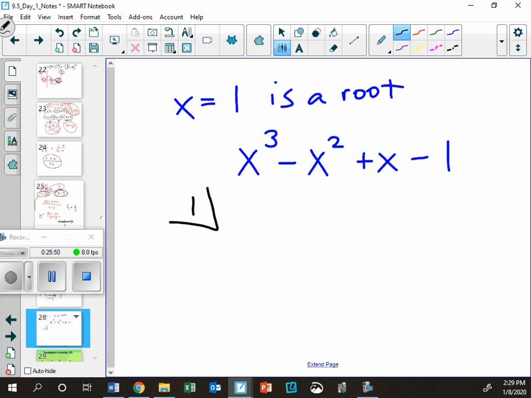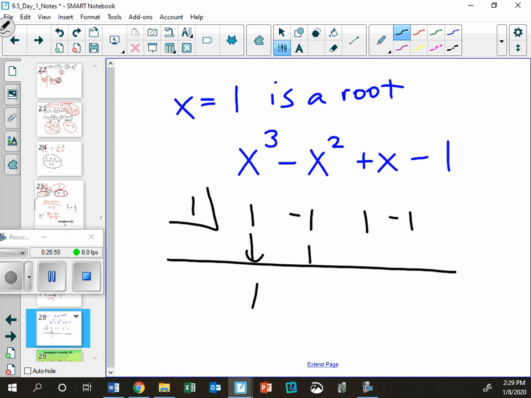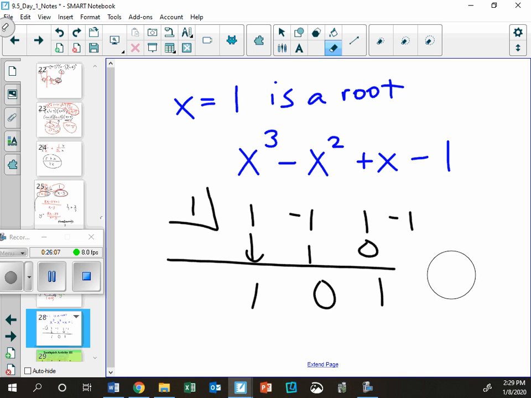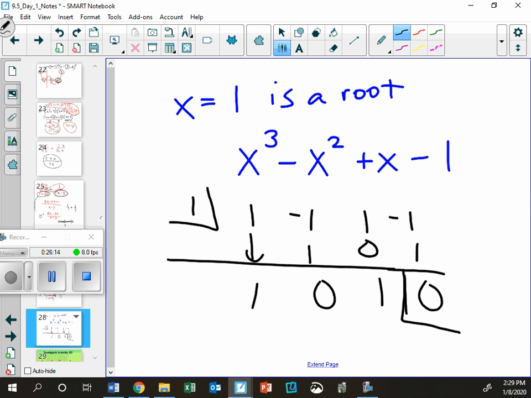One goes like this. 1, -1. 1, -1. Draw the line. Drop it like it's hot. Multiply. Add. Multiply. 0 times anything is 0. Add. Multiply. Oh, wait a minute. Oh, +1. I see. I was like, it's not going to work, but it is. And then when I add them, I get 0, and I wall that off because that's the remainder.